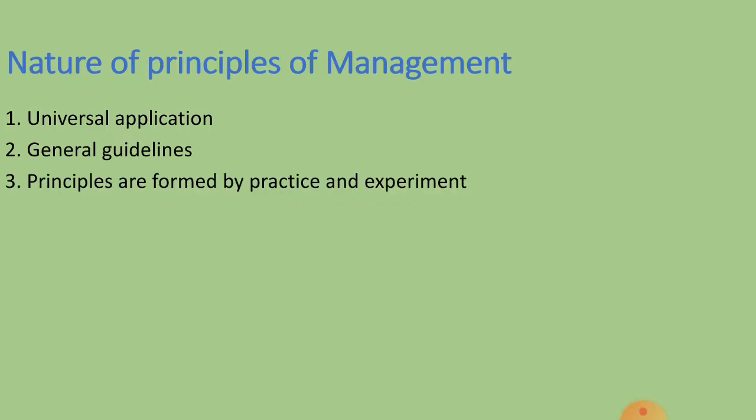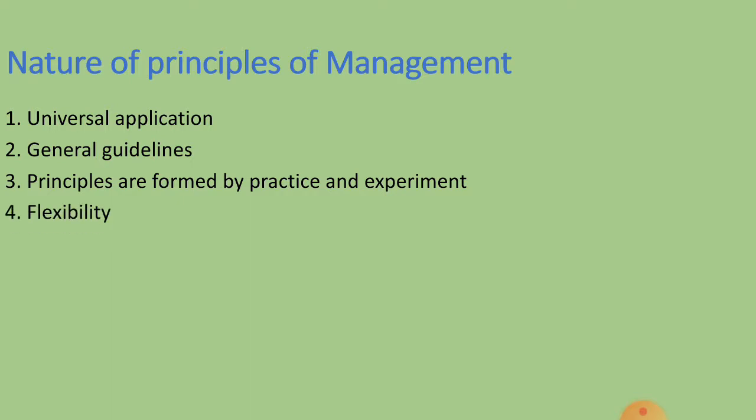Number 3, principles are formed by practice and experiments. The management principles are developed gradually through research work. Systematic observation and experiments are conducted before developing them. The results of such experiments have been developed as a principle after its practice in organizations.